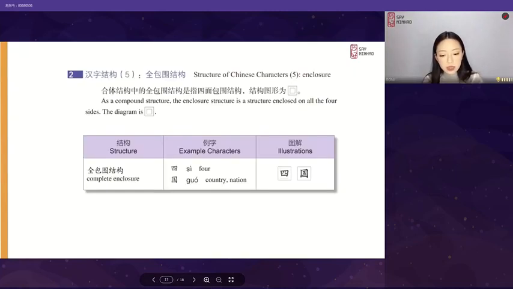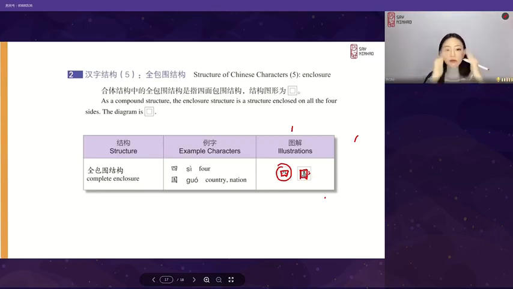Now let's see the next new word. So this is about the structure of the characters. Last time we've learned the half enclosure. This time is the full enclosure, complete enclosure. The first example is 四, si. We can say this frame here is closing the four, right? It is closing it. And next one, for the country, 国, guo, this structure is closing it too.